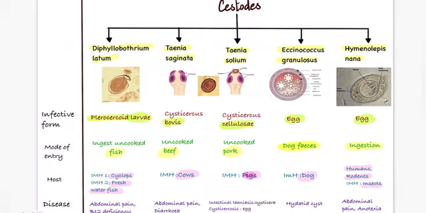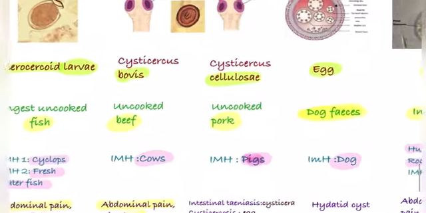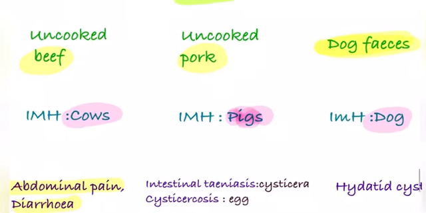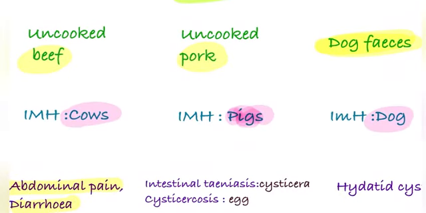Disease caused by Diphyllobothrium latum is abdominal pain and B12 deficiency. Taenia saginata causes abdominal pain and diarrhea. Now, the disease caused in Taenia solium depends on the infective stage which was ingested.